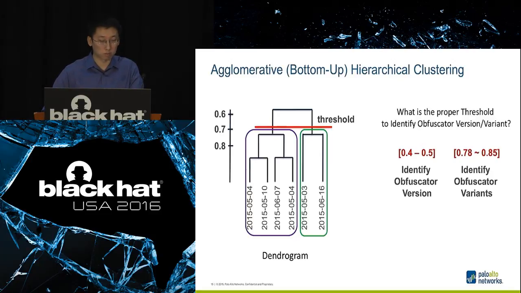Based on our evaluation, to identify the obfuscator version, the threshold should be between 0.4 and 0.5, and to identify the obfuscator variant, the threshold should be between 0.78 and 0.85. The major difference between this threshold and k is that the threshold won't change in the future, because it reflects the nature of how the obfuscator evolves, like what percentage of impact the obfuscator will introduce to the page.